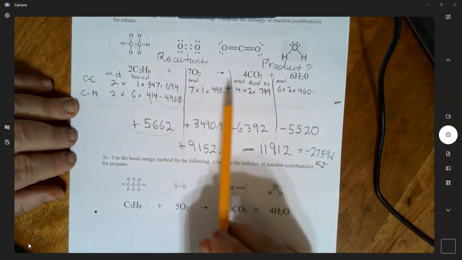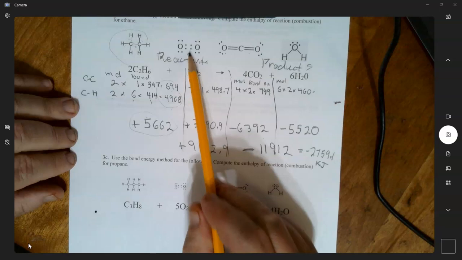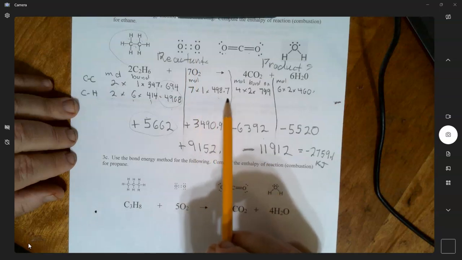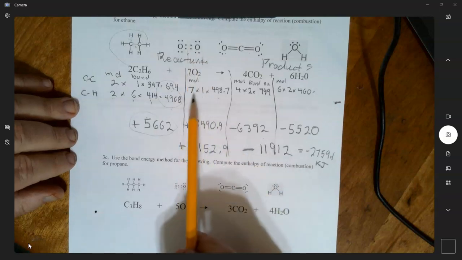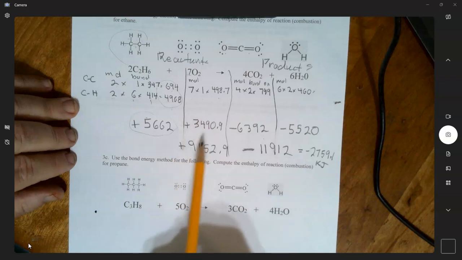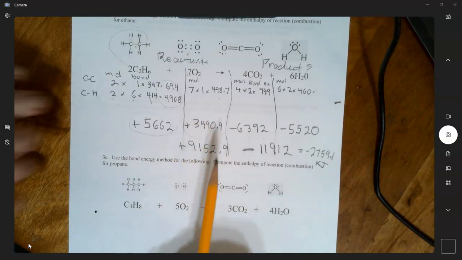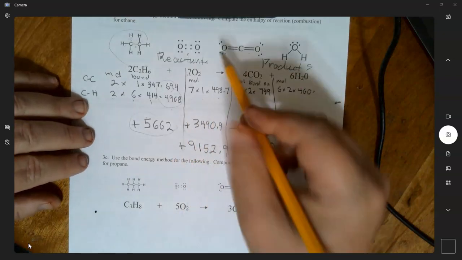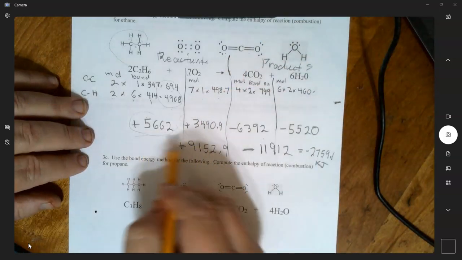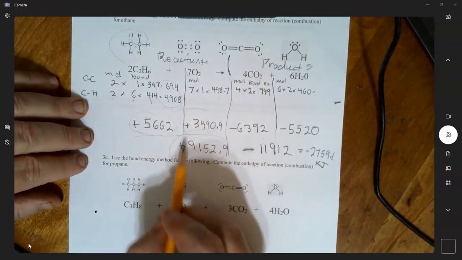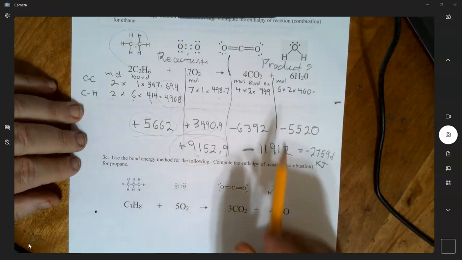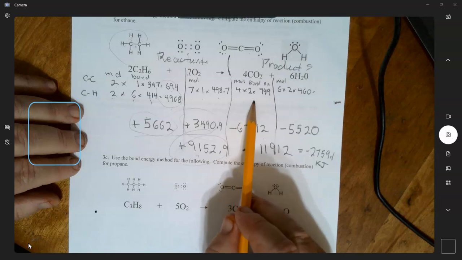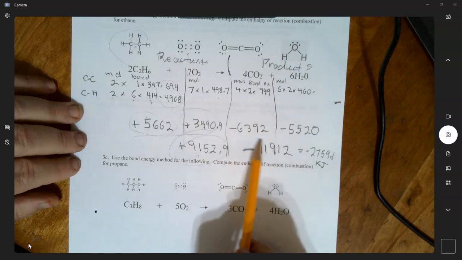Now you come over to O2. It's an OO single bond. We got that off the paper, 498.7, and you have 7 of them. You have 7 molecules, but 1 bond per molecule. So 7 times 1 times that, and it gives you this number. Now that's energy in. Those are reactants, okay? So the reactant side, you have to put this energy in, so it's positive, and if you add those two numbers, you get 9152.9.